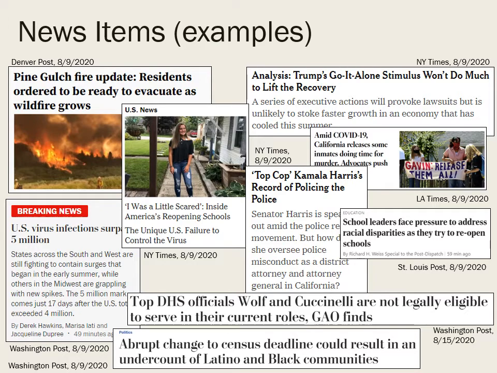And the point of the news items is to make you aware of just how prevalent administrative law is throughout our daily lives. So on the screen are just a few examples of news items that I collected this month. So we've got the Pine Gulch Fire Update. That's an example of emergency response to natural disasters. Local, state, and federal government agencies are all involved in planning for, responding to, and mitigating the harm caused by those disasters.